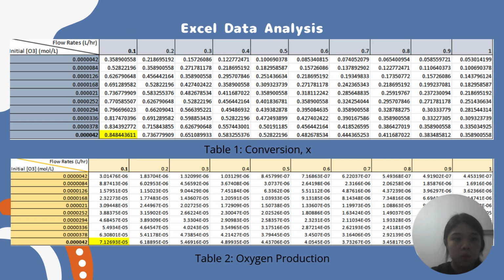I'm in charge of the manual calculation and data analysis using Excel, and here's the Excel table for our output data, the data we use to plot the MATLAB graph. Let me brief you quickly on how I generated these tables.